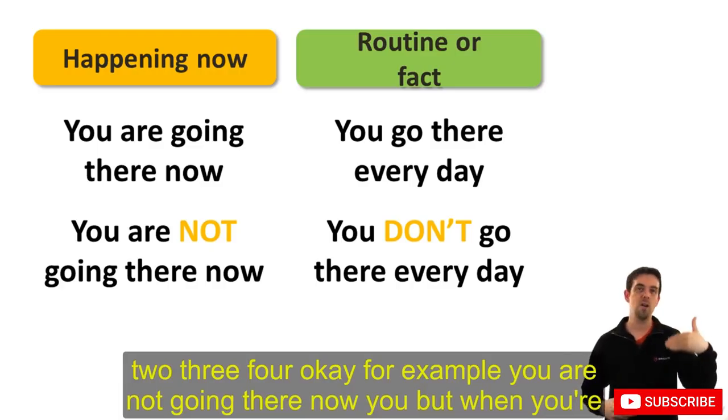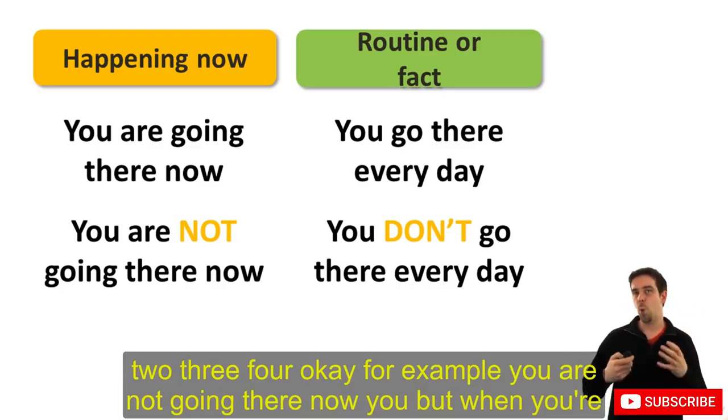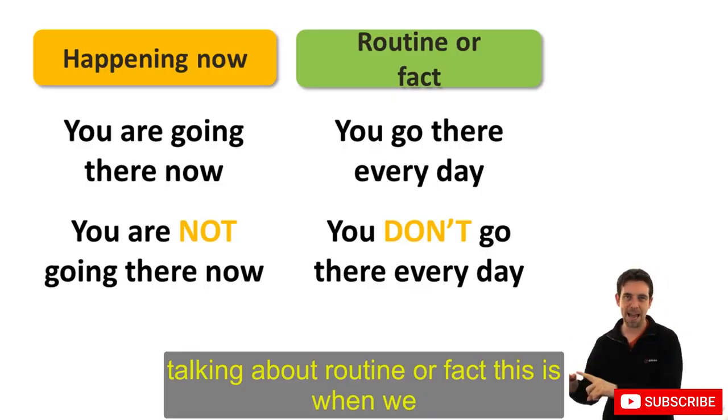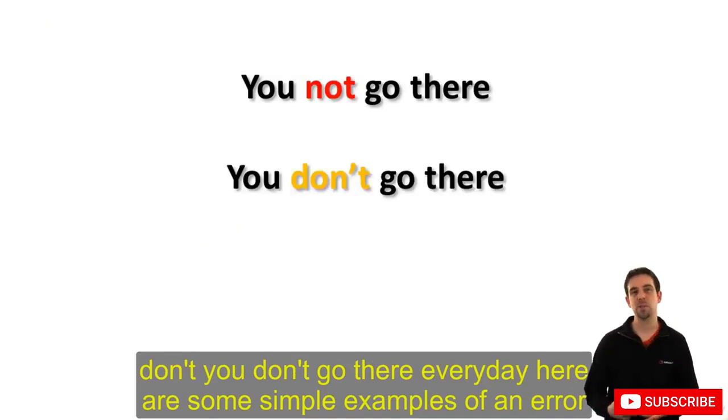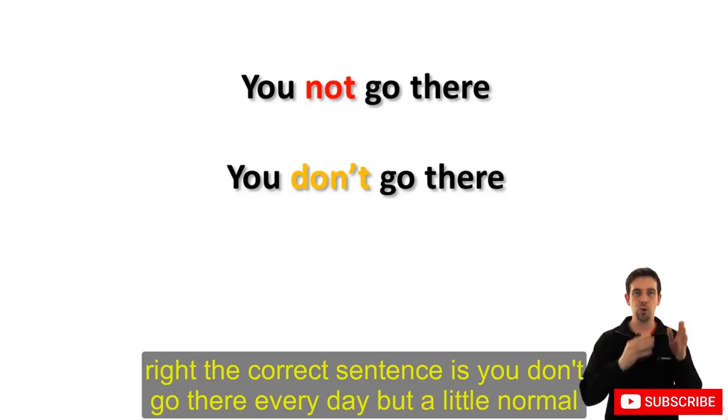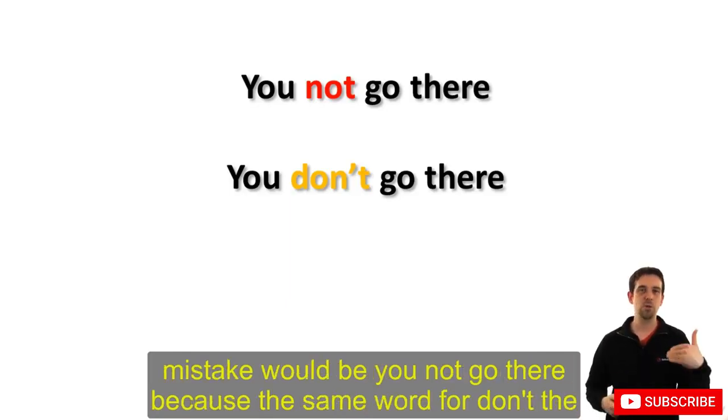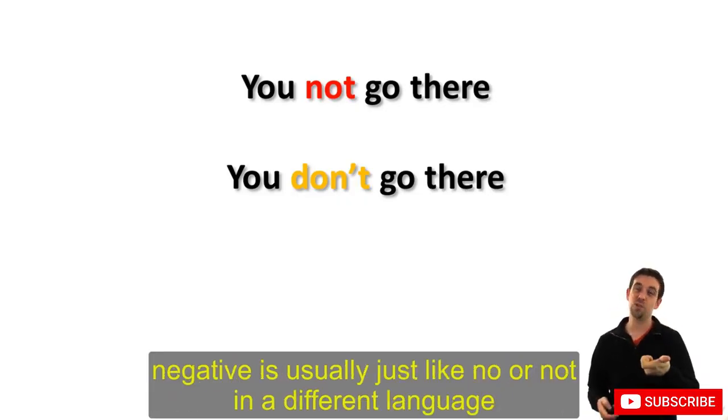Okay? For example, you are not going there now. But when you're talking about routine or fact, this is when we use don't. You don't go there every day. Here are just some simple examples of an error, right? The correct sentence is you don't go there every day. But a little normal mistake would be you not go there. Because the same word for don't, the negative, is usually just like no or not in a different language.